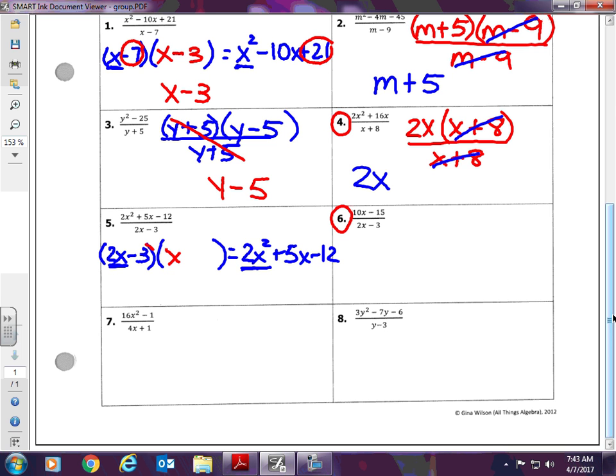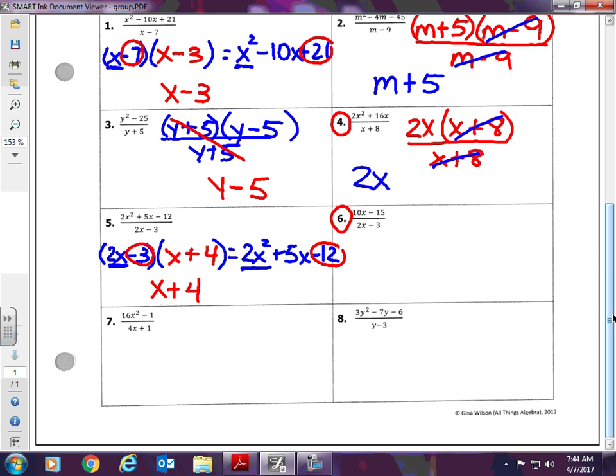Then you go to the negative 3. Negative 3 times what gives us negative 12? Well, negative times a positive is a negative, and 3 times 4 gives us negative 12. So the answer to this problem is x plus 4. A lot less work to get the right answer than if you had to factor the top and then cancel it out, but it would still work if that was what you needed.